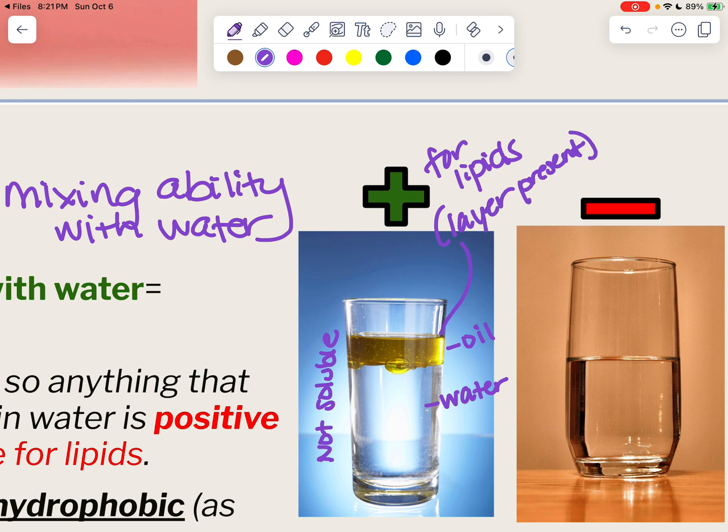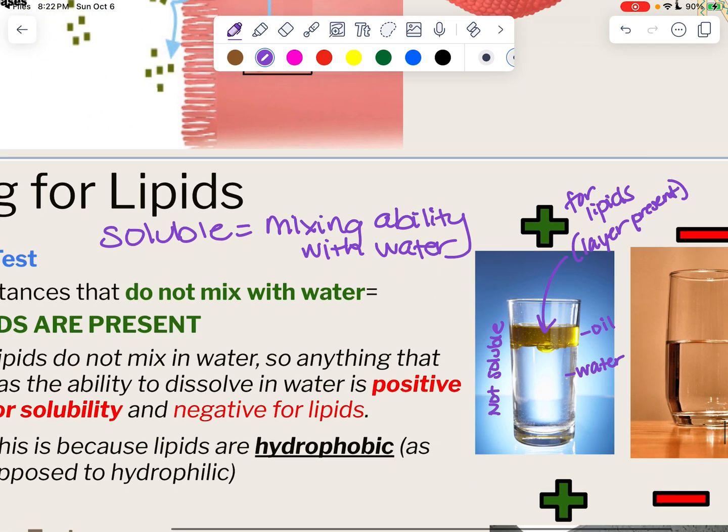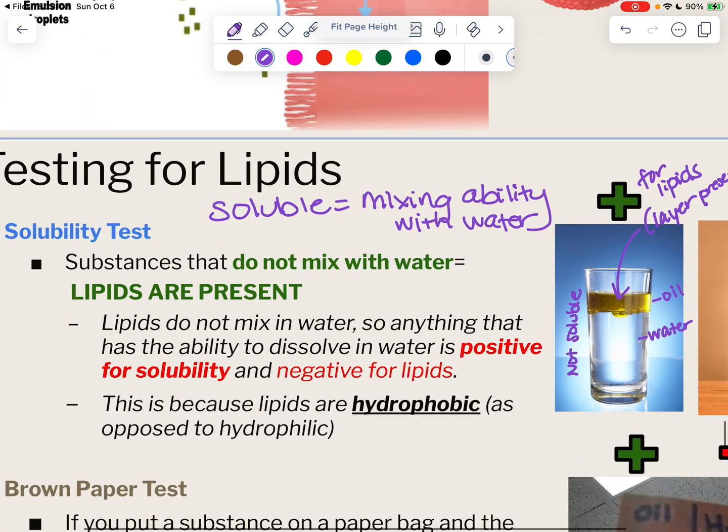If there is a layer present that you see on top of the water, you know that there are lipids present, okay? That means that it is negative for solubility. So positive for lipids, negative for solubility, because there's no mixing ability with water, insoluble. So positive for lipids means negative for solubility. Okay, and that's what this information says. It says lipids do not mix in water, so anything that has the ability to dissolve in water is positive for solubility and therefore negative for lipids.